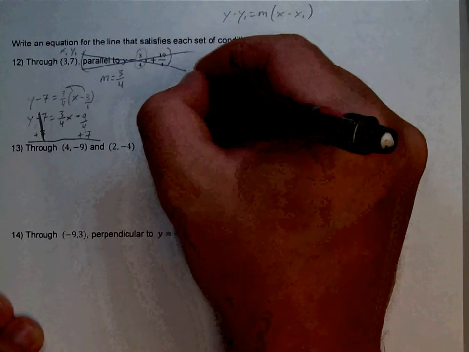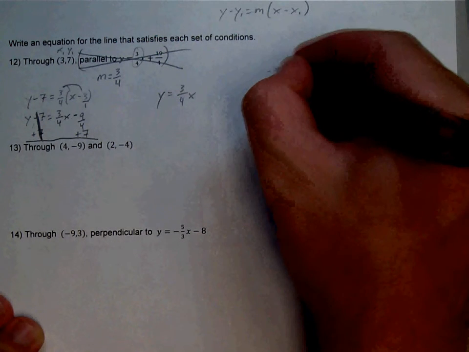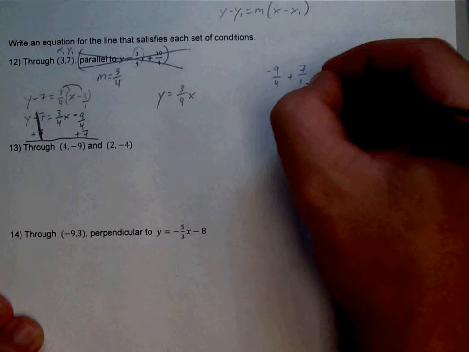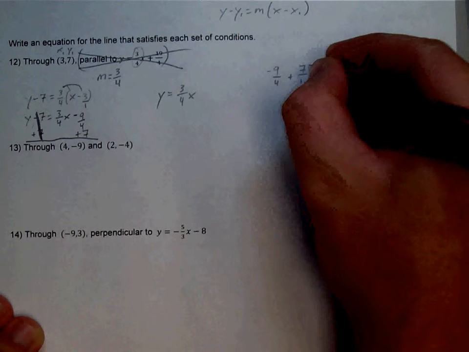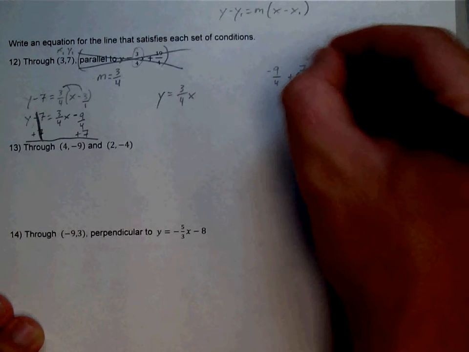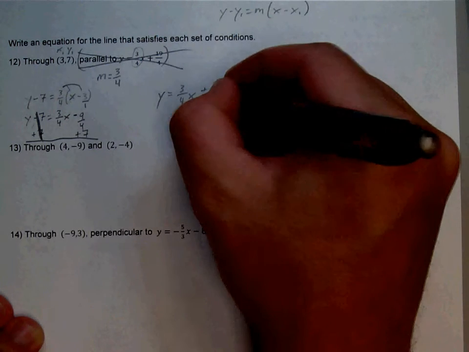So y equals 3/4 x. And then here I have negative 9/4 plus 7. That's 7/1. I want to make a common denominator. I'm going to multiply the numerator and denominator by 4, giving me 28/4. Negative 9 plus 28 is 19. So I get plus 19/4.